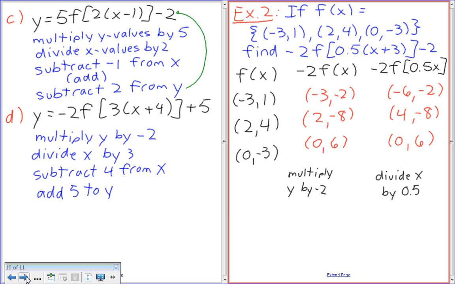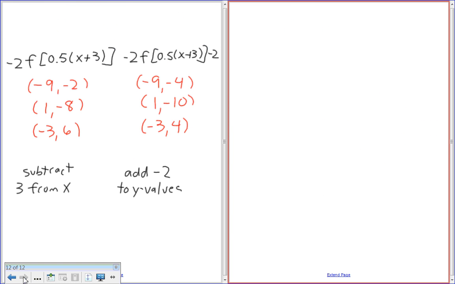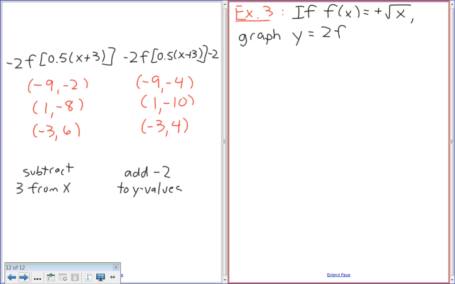Nice example here now for how this would actually apply in real life. Example 3. We're going to say if f of x equals positive square root of x, graph y equals 2f of 2x plus 3, plus 4.